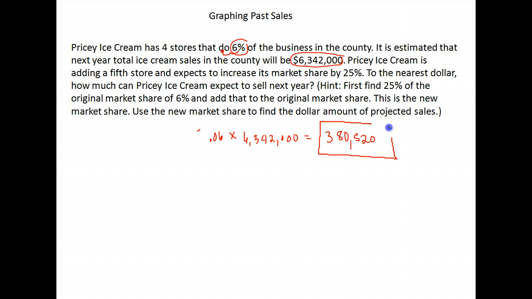Now they're going to add another store, which is going to increase what they do by 25%. So this number here is going to go up by 25%. Okay, so we're not doing 25% plus 6% because they didn't do 25% more of the entire market. They did 25% more of what they were doing before. So our next step is to go ahead and find 25% of the amount they were doing beforehand. So I'm going to move the decimal on 25% 2 places to the left, and we're going to take 0.25 times that 380,520.